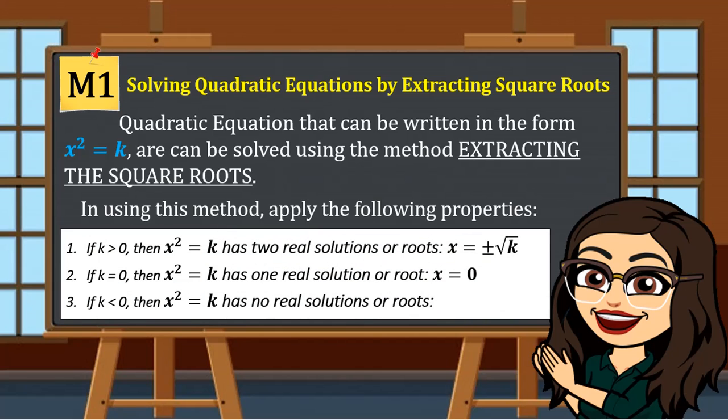The first property is, if k is greater than 0, meaning a positive number, then x squared equals k has two real solutions or roots. That is by taking the square root of k. Next property, if k is equal to 0, then x squared equals k has one real solution or root, and that is 0. Number 3, if k is less than 0, meaning a negative number, then x squared equals k has no real solutions or roots.